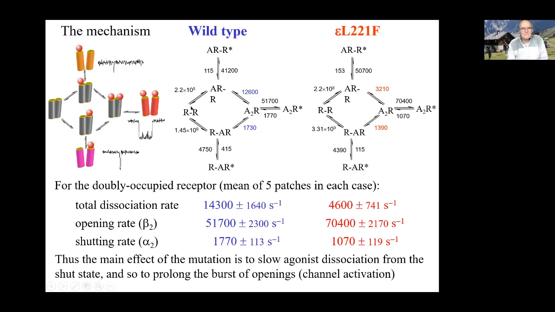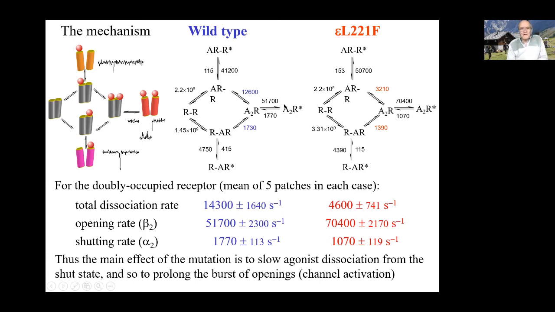This is a mechanism for a nicotinic acetylcholine receptor, which includes monoliganded openings. It includes, in fact, two different sorts of monoliganded openings because it doesn't assume that the two subunits of the receptor are the same. So we have two different monoliganded shut states, two different monoliganded open states. And you have, of course, diliganded openings.